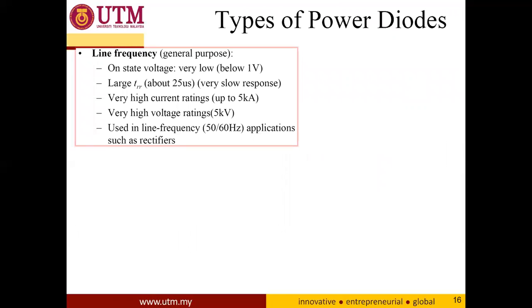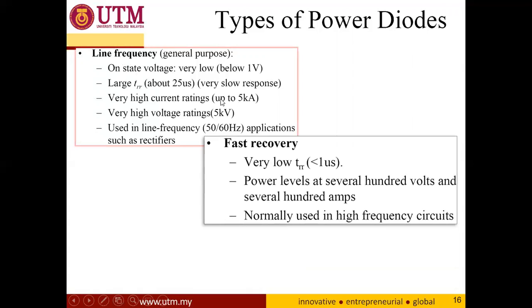And these are the types of diode. It depends on the application. We have diodes that can be applied at line frequency. Usually diodes for these applications do not need a very fast TRR; it is not compulsory. But usually diodes in this application have a very high current rating and voltage rating. And we also have diodes that can be used for fast recovery systems.